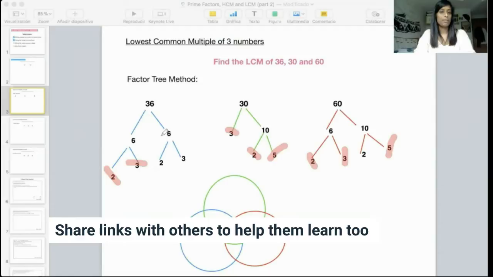So again, I'm going to cross out this 2 and this 2, and I'm going to put it in the area that overlaps the blue and the red, which is just down there. And finally, I look for any numbers that are on their own. And the blue has a number 3 on the outside, which means there's a 3 out here.